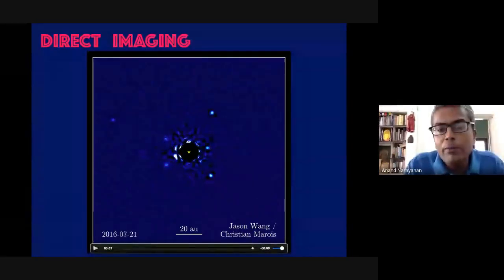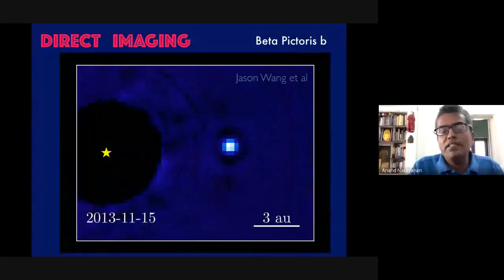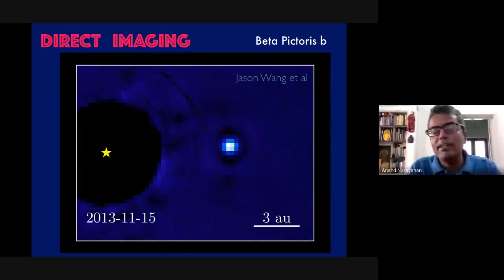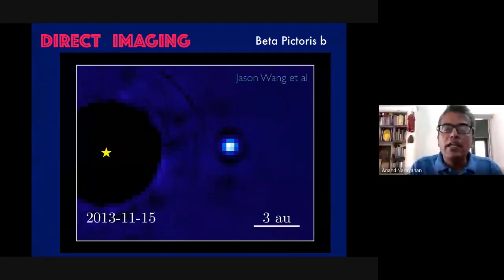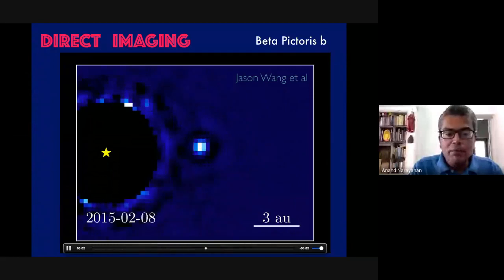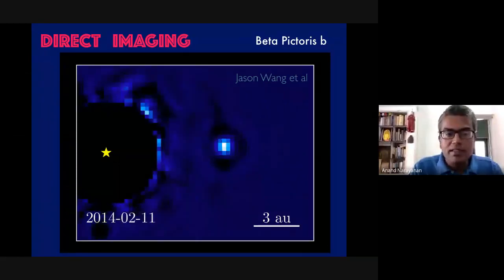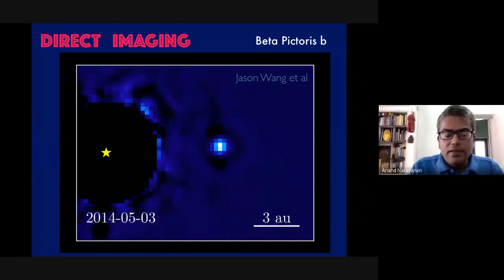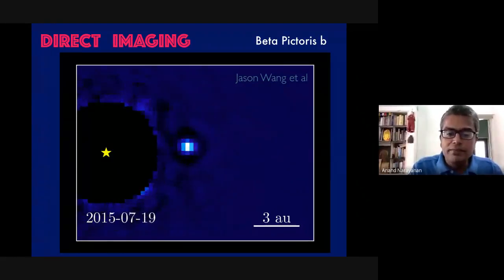I'll show you one more example of a direct photograph of an extrasolar planet. Beta Pictoris is a star, and that star is shown here. The light from the star has been subtracted out. It has been removed. And there is a planet that is seen orbiting that star, and so this is that planet. I'll play the animation. You can see the planet moving with respect to the star. So this is a few years of data.